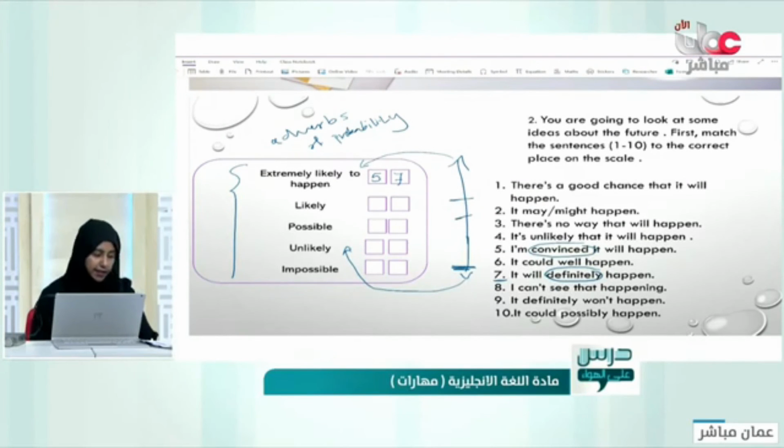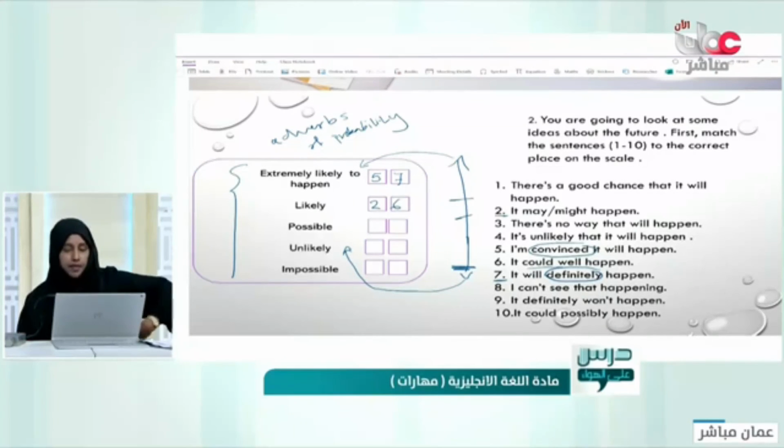What about likely here? What do you think? Likely, we said 50-50. So you can say it might happen. Okay, good. What else? Yes, excellent. It could well happen. So here we have to write which numbers? Number 2 and number 6. Yes, excellent. Possible. Maybe yes or maybe no.